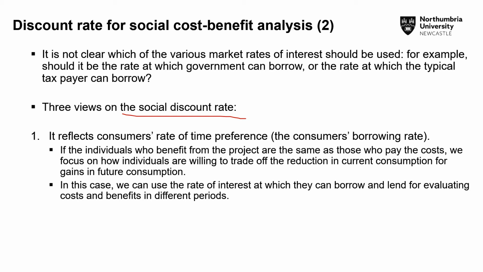First of all, there is an argument that it should reflect consumers' rate of time preference. In other words, the consumer's borrowing rate. What is it that consumers can borrow at? In this instance, we look at the individuals who benefit from a given project, and we can make the assumption that they are the same ones who also pay the costs. Then we focus on how these individuals are willing to trade off the reduction in current consumption for gains in future consumption. If this is the case, then the interest rate we can use is the rate at which they can borrow or lend, and this is what we use to evaluate costs and benefits in different periods.